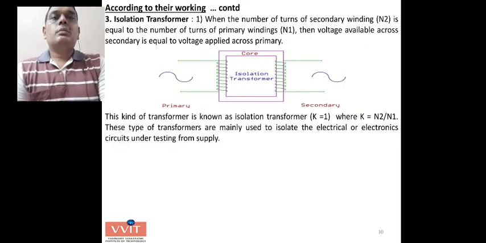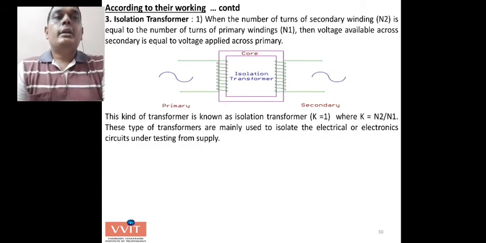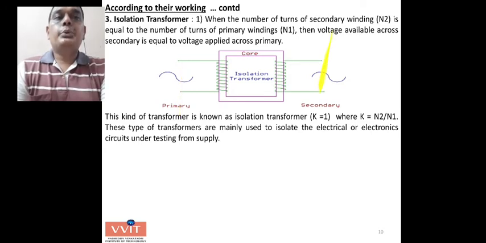And the third one is the isolation transformer. When the number of turns on the secondary winding is equal to the number of turns on the primary winding, then the voltage available across the secondary is equal to the primary or applied voltage. This is the isolation transformer. Why do we use the isolation transformer? If the primary winding has some unwanted DC components and you want to get a pure AC at the secondary, then we use the isolation transformer.